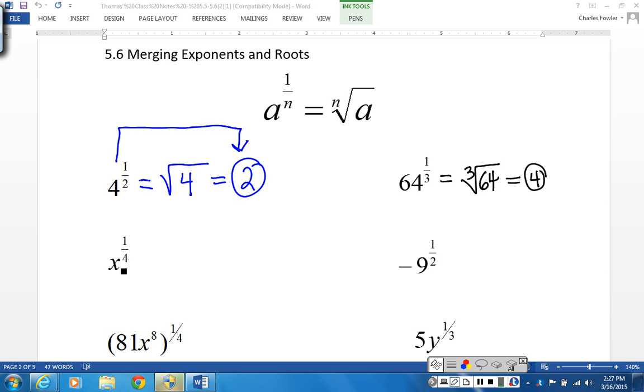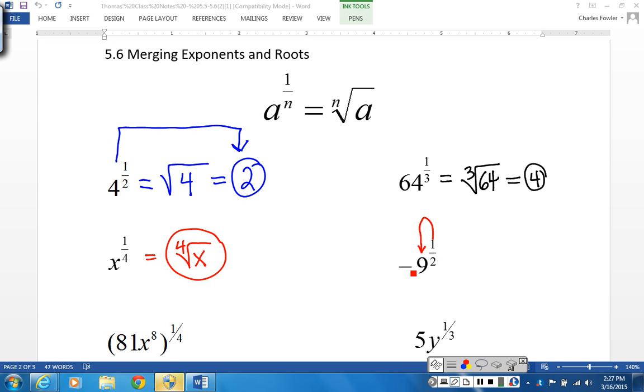Let's go on to x to the 1/4. So even if we have a variable, if you were asked to change this to a radical, you can, because this is the same thing as the 4th root of x. Now in this case we can't simplify the 4th root of x, but we can change it to another form, a radical.